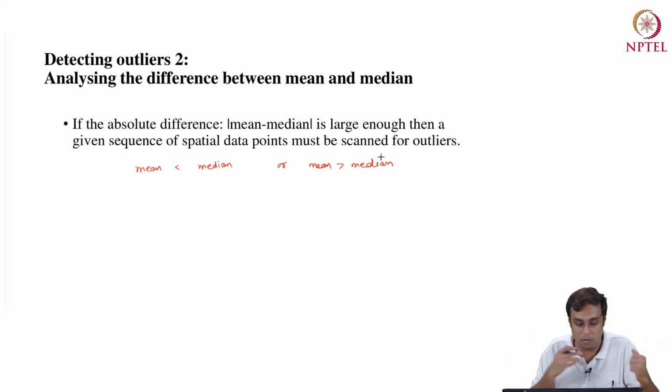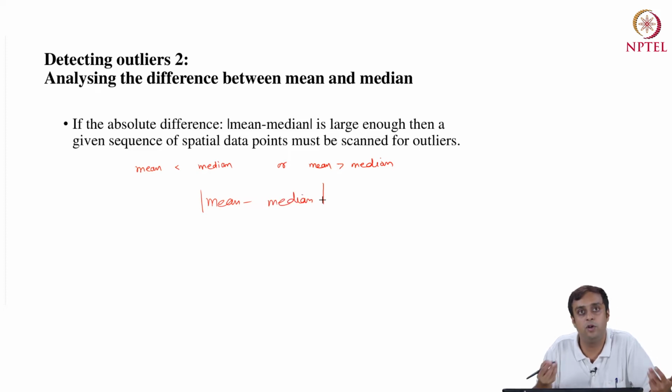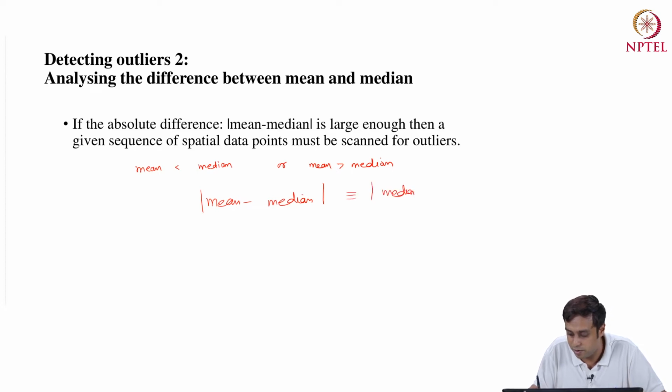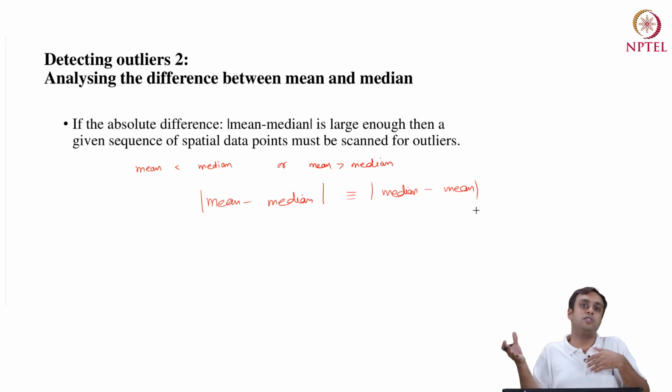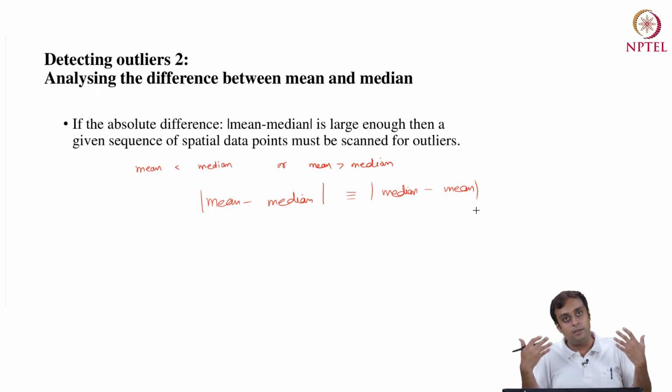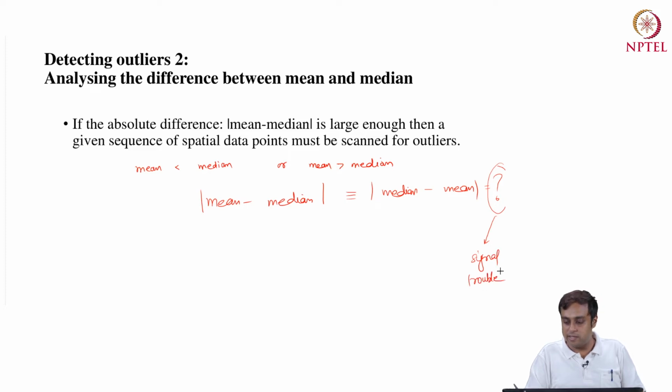So what we want to do is look at mean minus median and its absolute value. Why do we look at the absolute value? Because this is exactly the same as median minus mean, so it won't matter whether it is a left skewed or right skewed distribution. We just want to look at the distance between the two and figure out what this value should be that should signal trouble, in the sense of outlier values. Okay, so let's move forward and take a look at it.